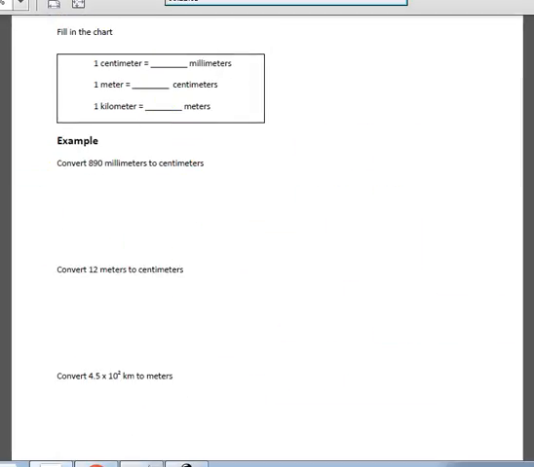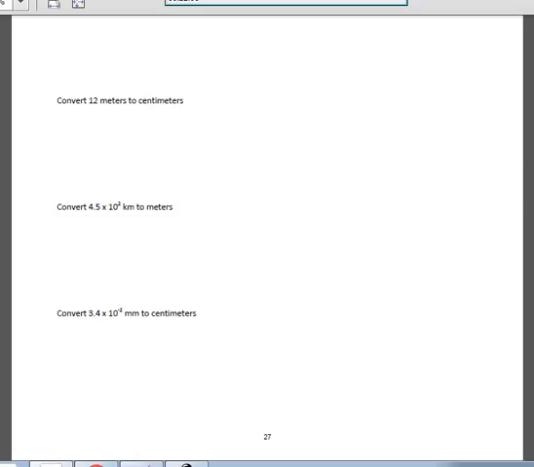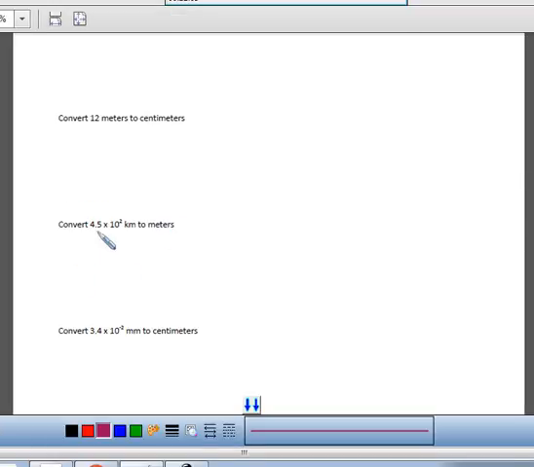All right, now we have two problems below that we're going to answer using scientific notation. And what's nice about this is you don't even need a calculator. So convert 4.5 times 10 squared kilometers to meters. Well, 1 kilometer equals 1,000 meters. So how do I get from kilometers to meters? I multiply by 1,000. 1,000 is like saying 1.0 times 10 cubed.